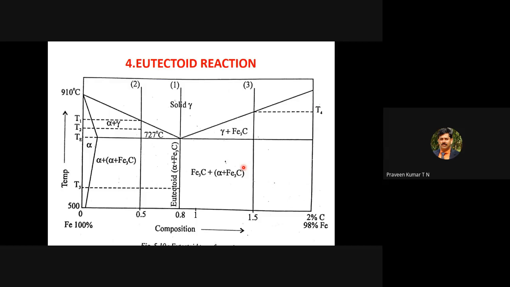Now, steel can be classified into two categories. One is hypoeutectoid steel. One more is hypereutectoid steel. You can say the eutectoid.